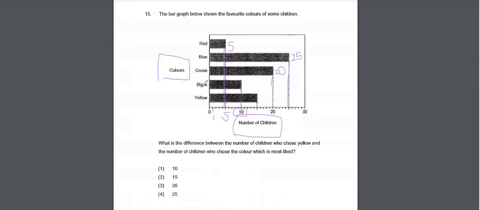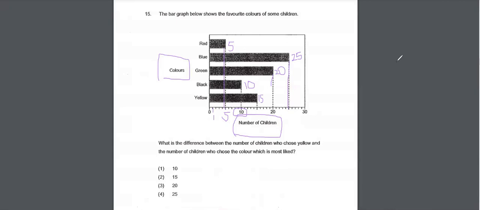And for black, it will be 10. Lastly, for yellow, it will be 15. So now I have written all the numbers for each and every one of the colors. So now I know exactly how many children like each color.